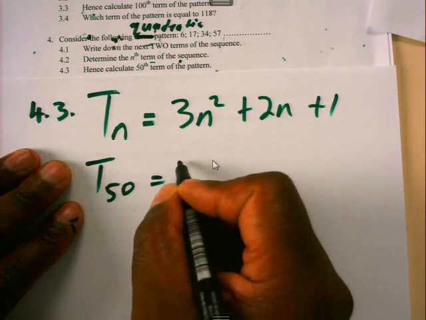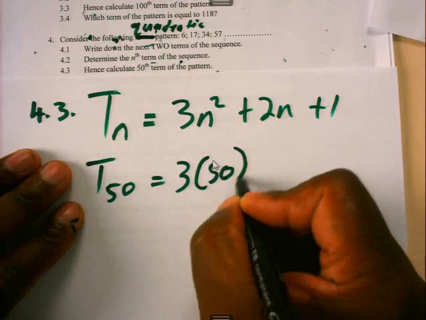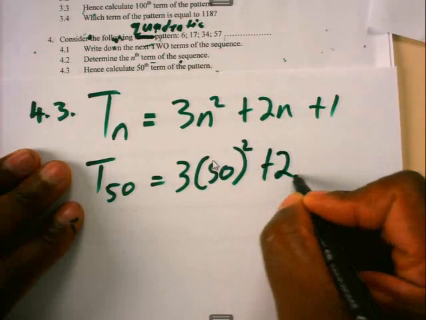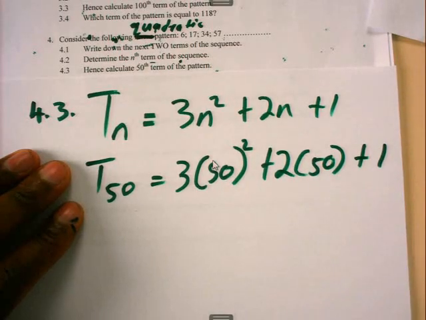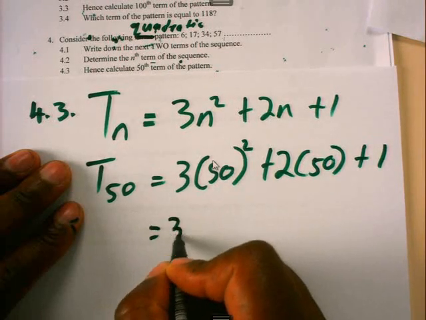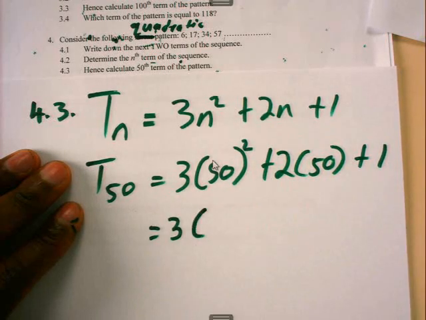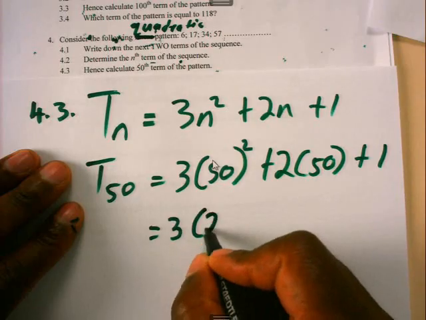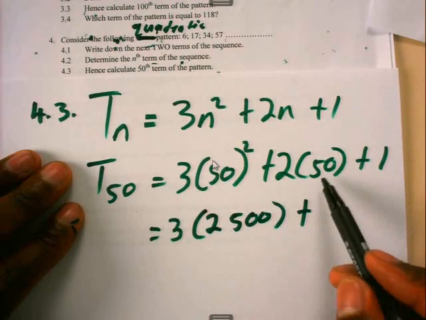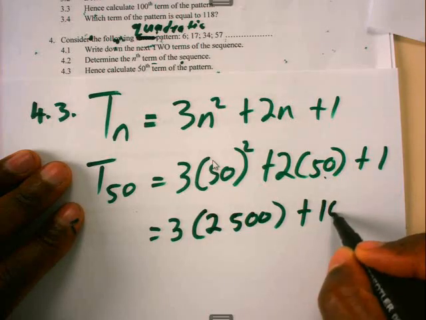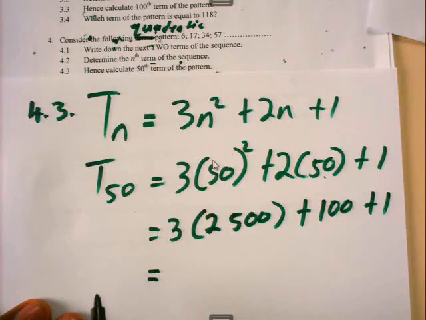T50: you substitute n by 50. 3 times 50 squared plus 2 multiplied by 50 plus 1. Let's simplify. 50 squared, with the aid of a calculator, is 2,500. Then 2 multiplied by 50 gives you 100. Then you add 1.